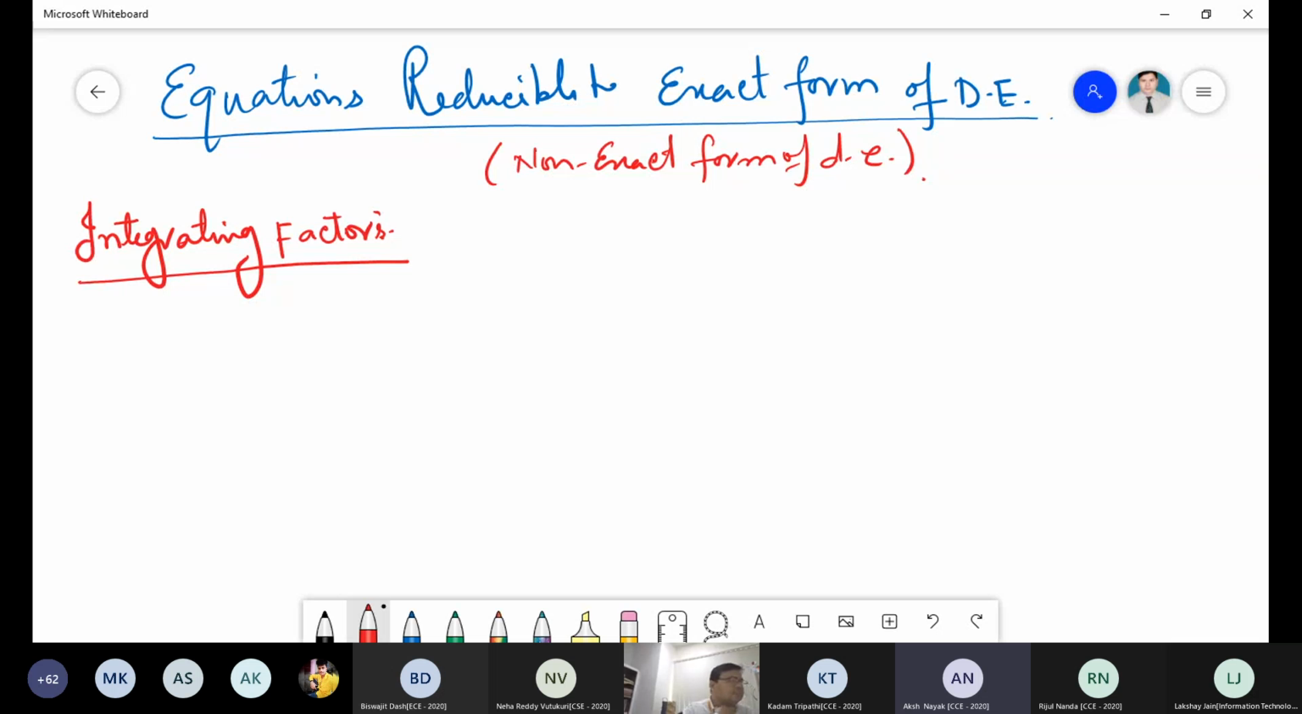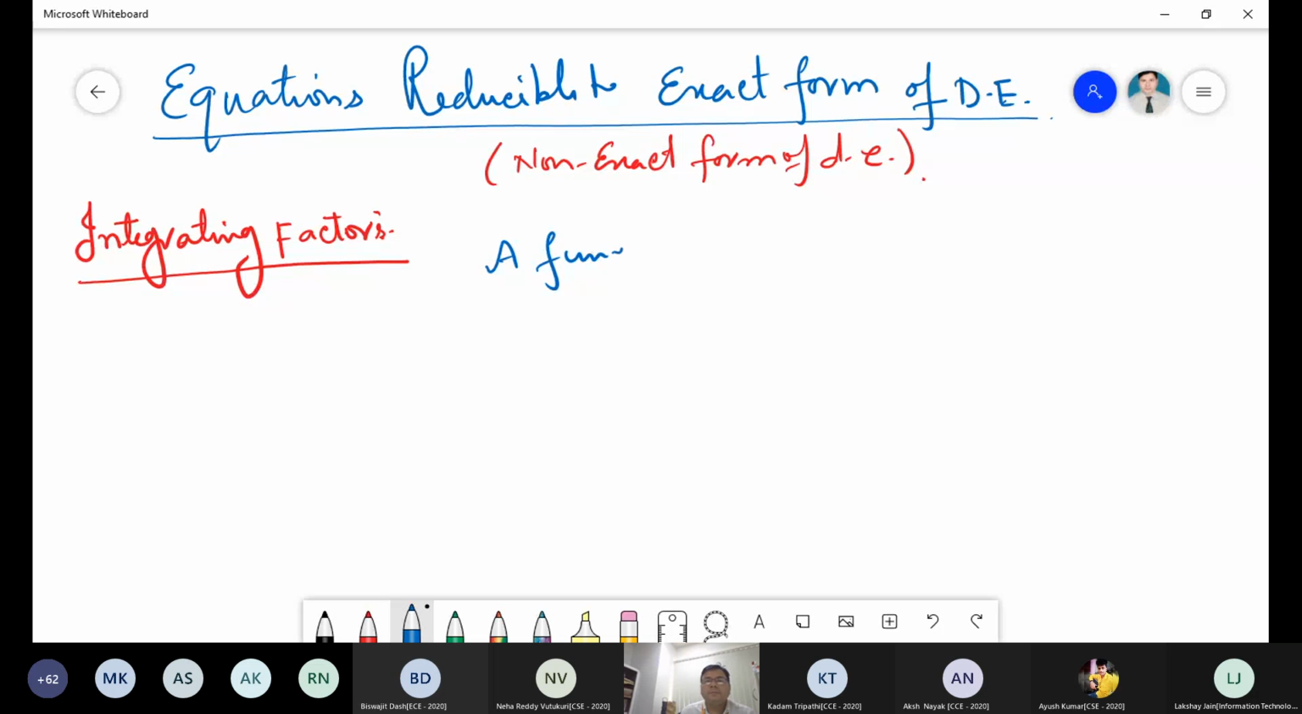It is a term which, when introduced to an equation, helps us to integrate it. It's a function which facilitates solving a differential equation. Okay, so I'm writing here.